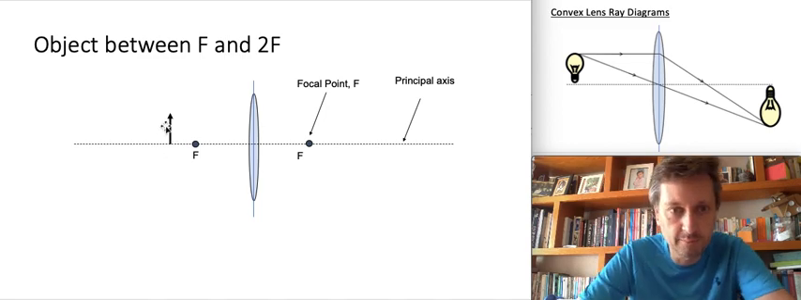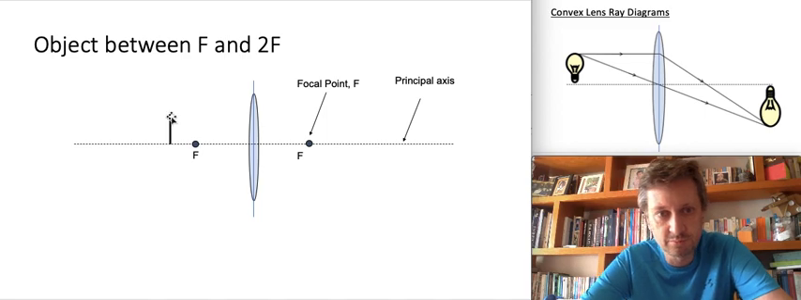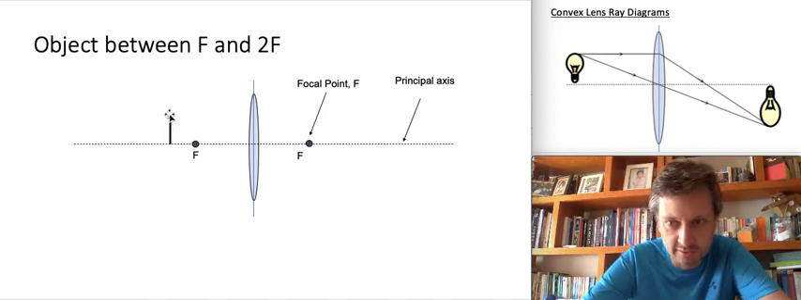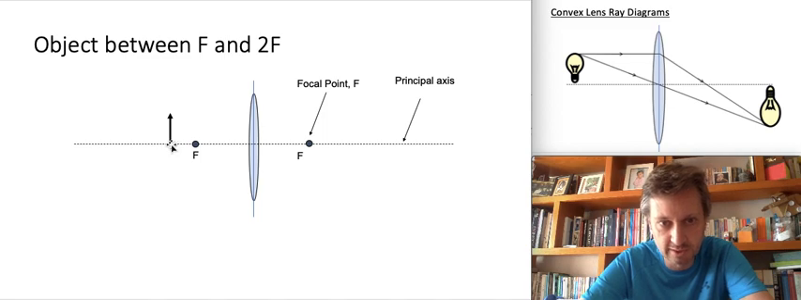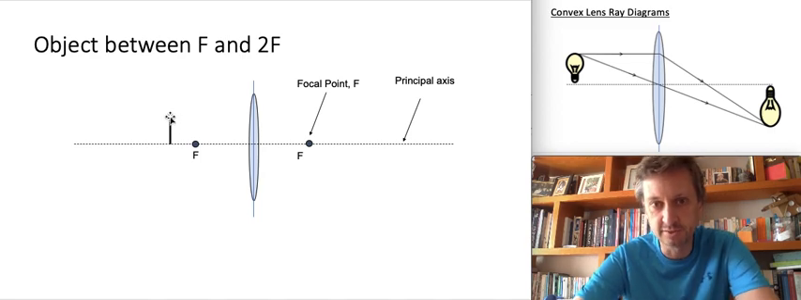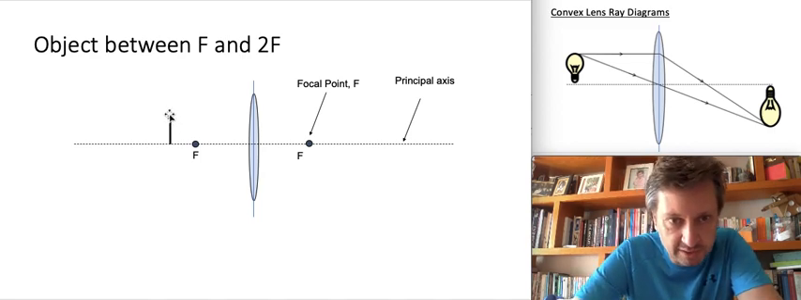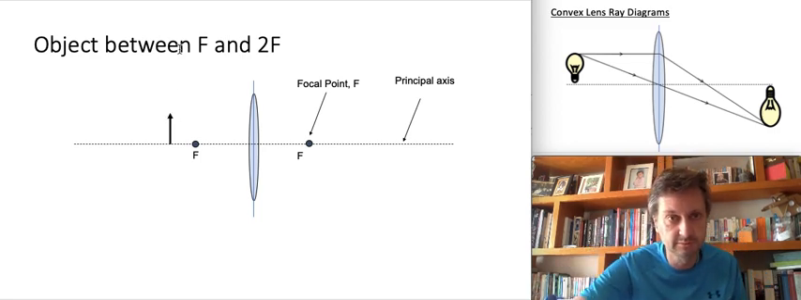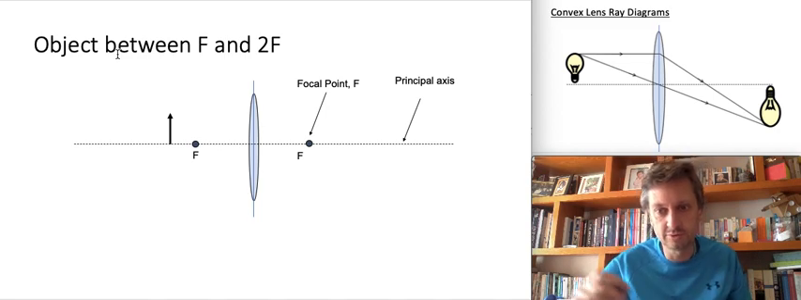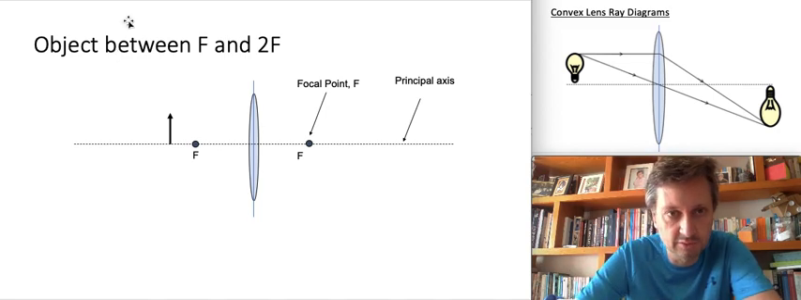Okay. In this case, I've not drawn my object as a light bulb, I've drawn it as an arrow. In most cases, we'll use an arrow because an arrow has a definite bottom and a definite top. The arrowhead represents the top. And we'll draw rays of light just leaving the top of that arrow, the top of the object, the top of the arrowhead.